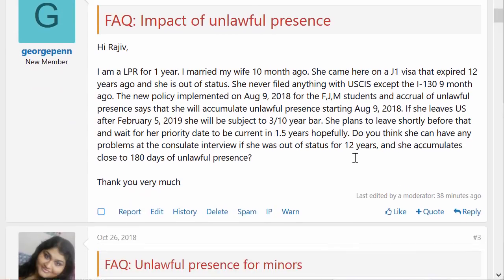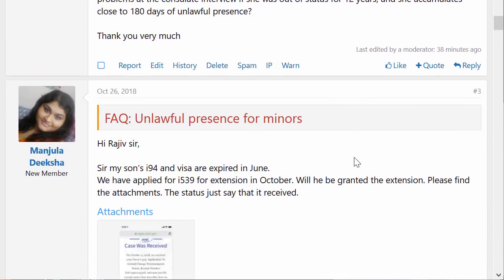The next question is also about unlawful presence, and Manjula said, my son's I-94 and visa expired in June. Now, first of all, looking at your picture, if this is your picture, I'm assuming that your son is a minor. For a child under the age of 18, until they hit 18, there is no unlawful presence. They're only out of status. Once again, the unlawful presence problem is only for people who are age 18 or older.